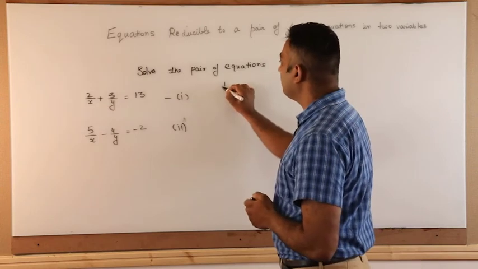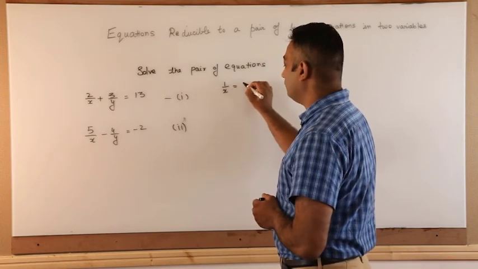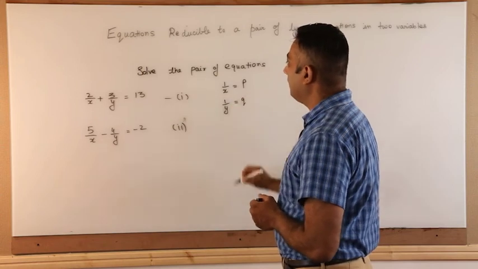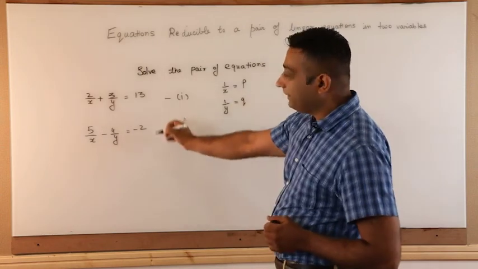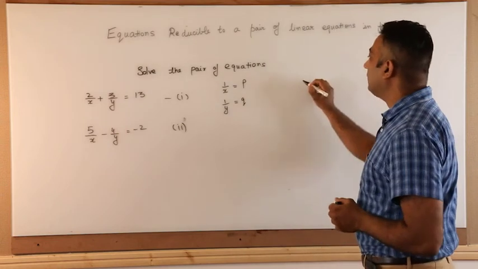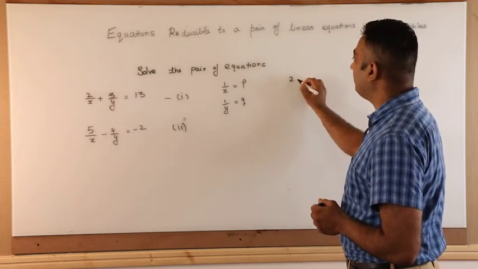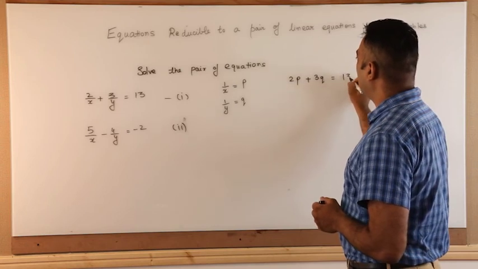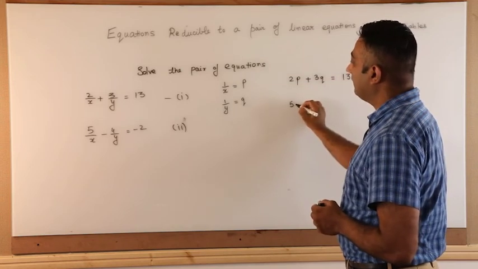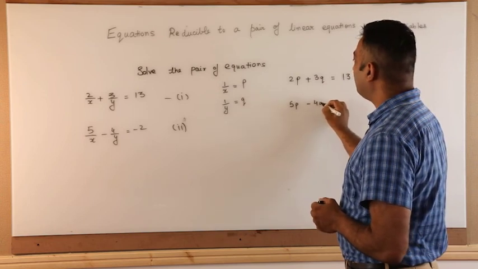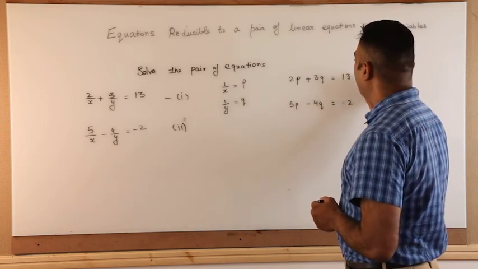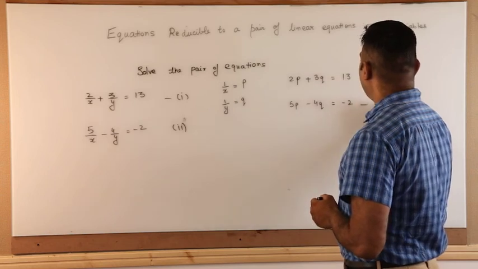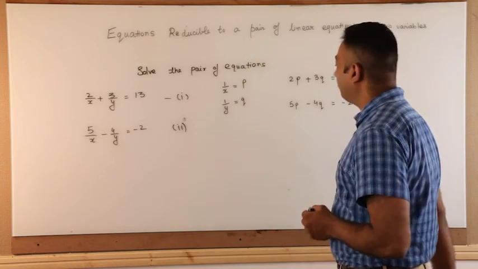Now we will substitute 1 by x equals to p and 1 by y equals to q, and the substitution will be done in both the equations, and these equations will be reduced to 2p plus 3q is equal to 13 and 5p minus 4q is equal to minus 2. And let us name these equation number 3 and equation number 4.